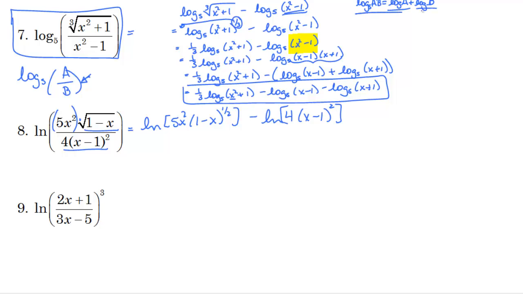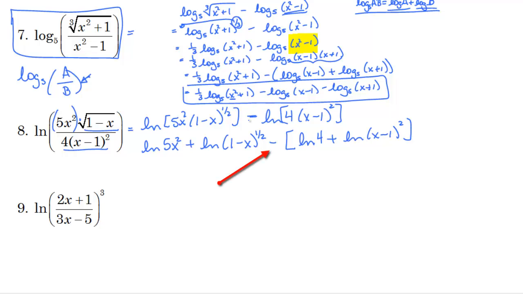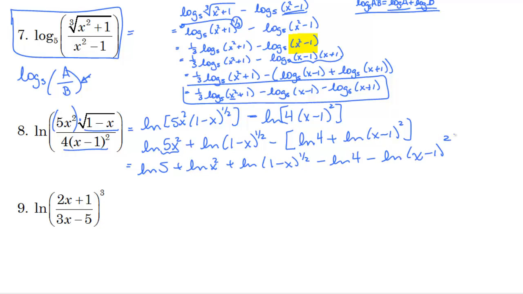Now I'm going to use the multiplication property and separate those. So I have the natural log of 5x squared plus the natural log of 1 minus x to the 1/2 power minus the natural log of 4 plus the natural log of x minus 1 squared. That subtraction needs to go to both of them. What about here? Could I separate that? Yes, I can. So I could write that as the natural log of 5 plus the natural log of x squared plus the natural log of 1 minus x to the 1/2 power minus the natural log of 4 minus the natural log of x minus 1 squared.